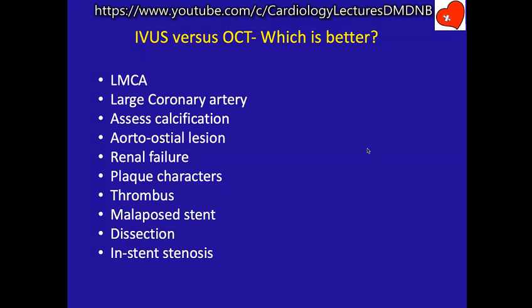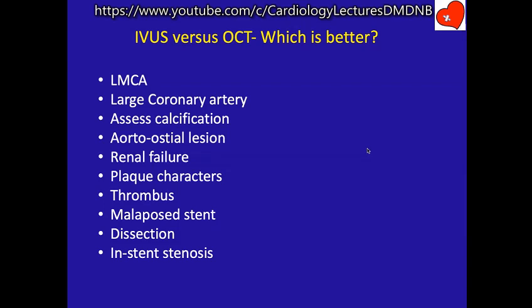Because in OCT we might miss the osteal lesion, sir. Why? Osteal lesion OCT image is very good, no? Because IVUS has high penetration, so we'll prefer IVUS over OCT. LMCA is a big artery, no? It's a big artery, so OCT may not even reach the wall.